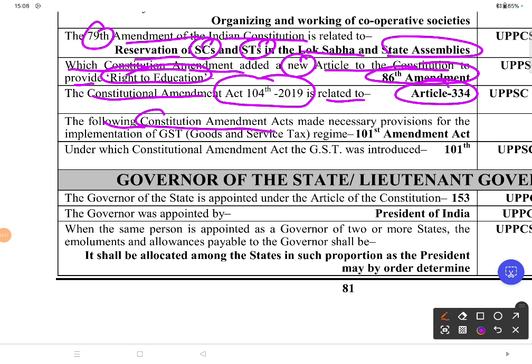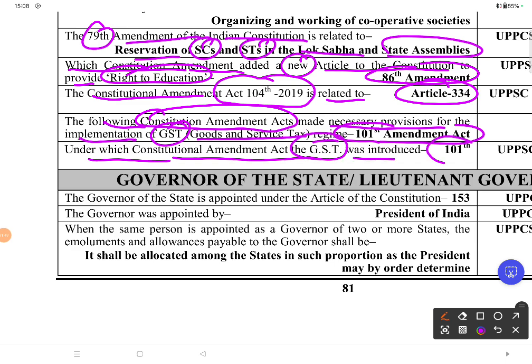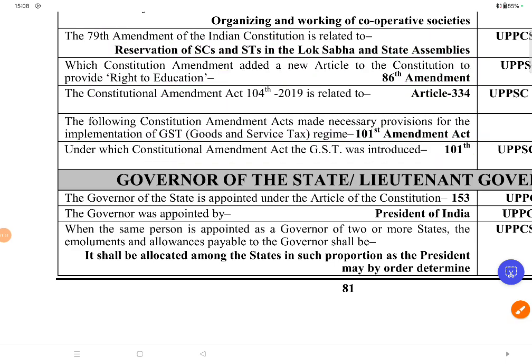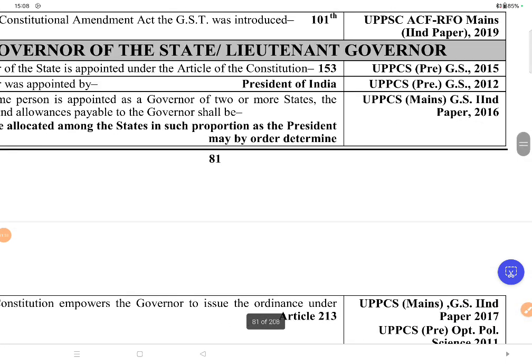The following Constitutional Amendment Act made necessary provision for the implementation of the GST, Goods and Services Tax regime: 101st Amendment Act. Under which Constitutional Amendment Act was GST introduced? 101st. Move on to the next chapter, that is Governor of the State, Lieutenant Governor.